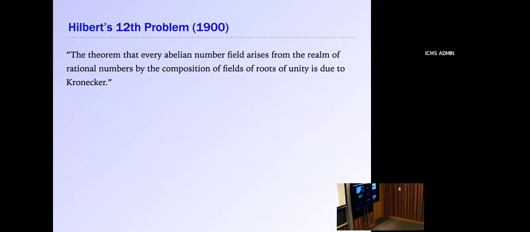And so Hilbert's 12th problem is a codification of this question of explicit class field theory that he made during his famed ICM address in 1900. I'm just taking some select excerpts from this talk, translated from the original German. The theorem that every abelian number field arises from the realm of rational numbers by the composition of fields of roots of unity is due to Kronecker. So this is just restating the Kronecker-Weber theorem.